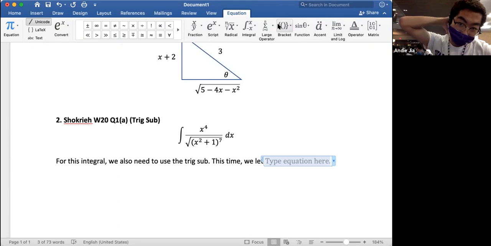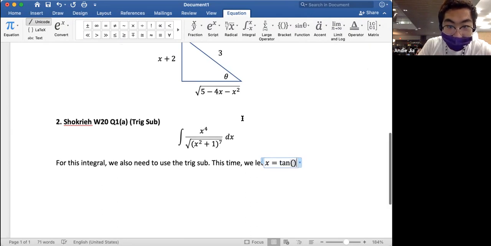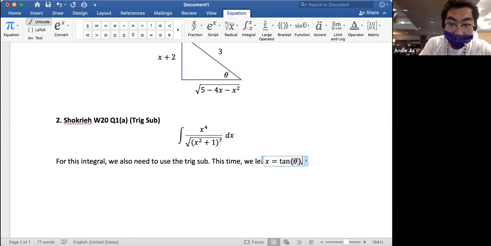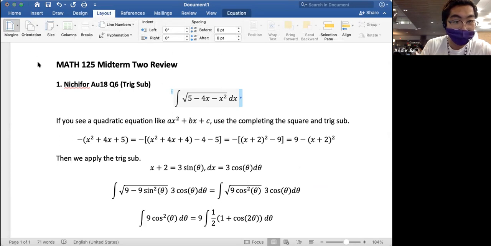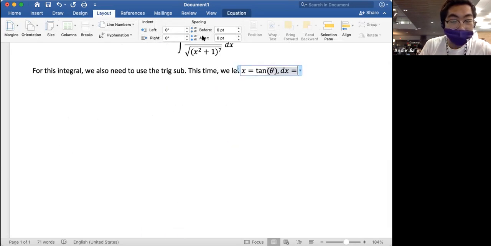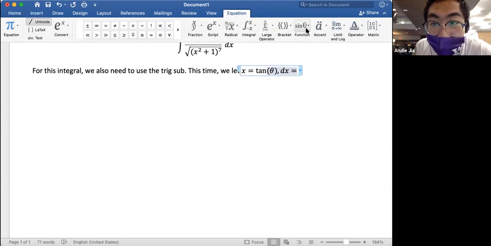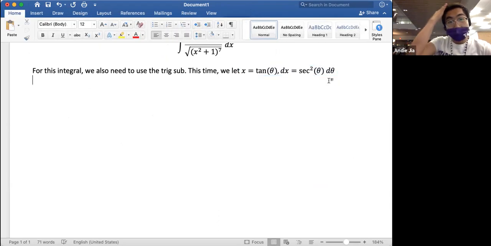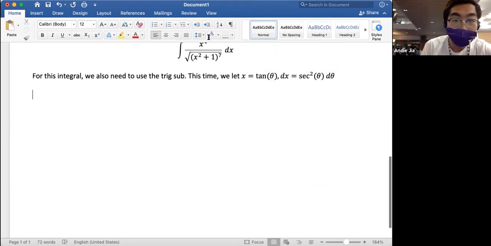x is a tangent of theta. If I just copy theta here, dx is secant squared of theta. Then we rewrite the integral here.